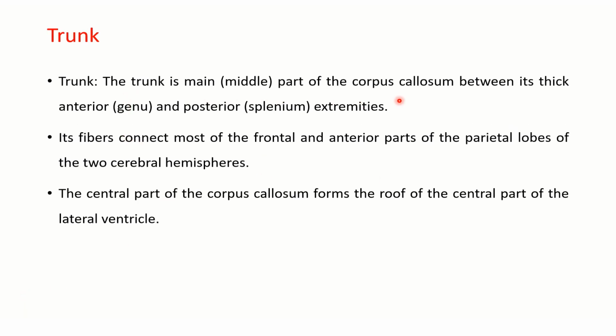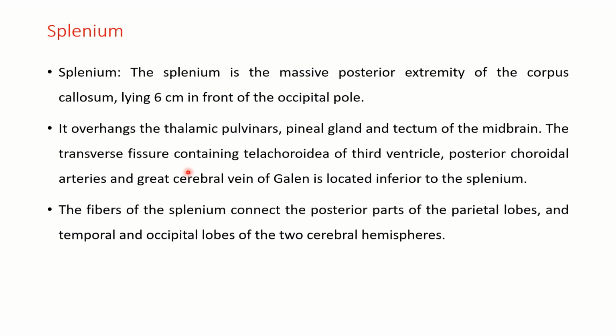The trunk is the main part of the corpus callosum between its thick anterior genu and the posterior splenium. Its fibers connect most of the frontal and anterior parts of the parietal lobes of the two cerebral hemispheres. The central part of the corpus callosum forms the roof of the central part of the lateral ventricle.